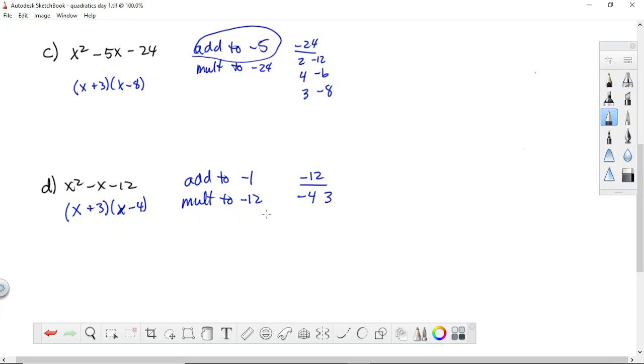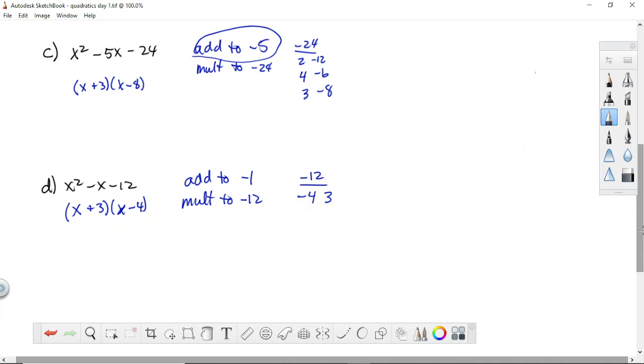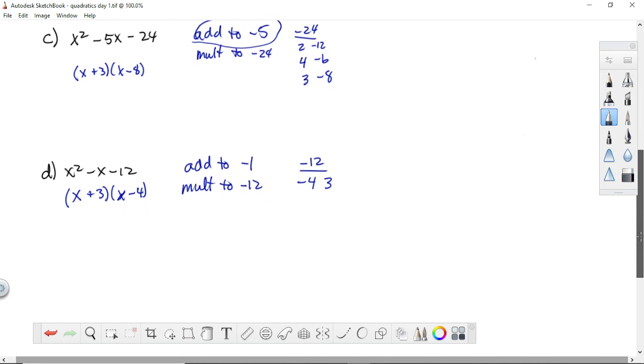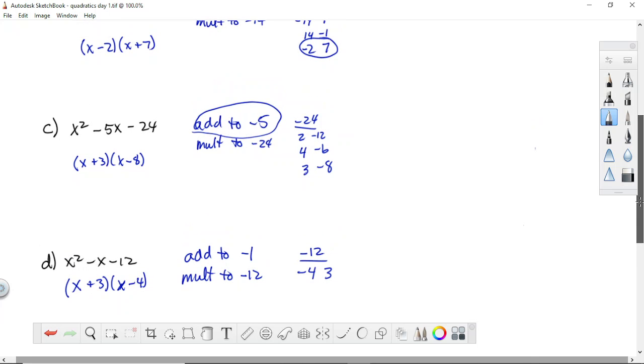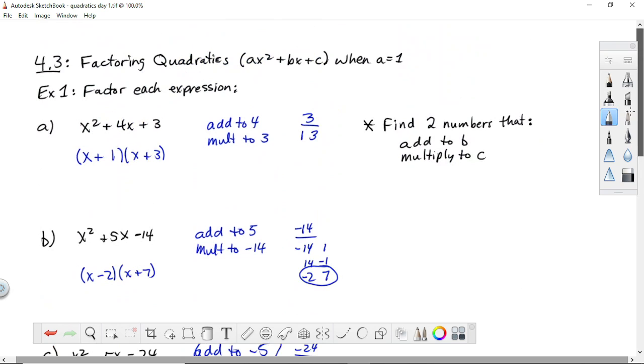So that's the last example we're going to do. Tomorrow we'll be looking at ones that are harder. We'll see what we have to do when a is not 1. You know, in these, a is 1, and that's the method that we're using today. It only works when a is 1.